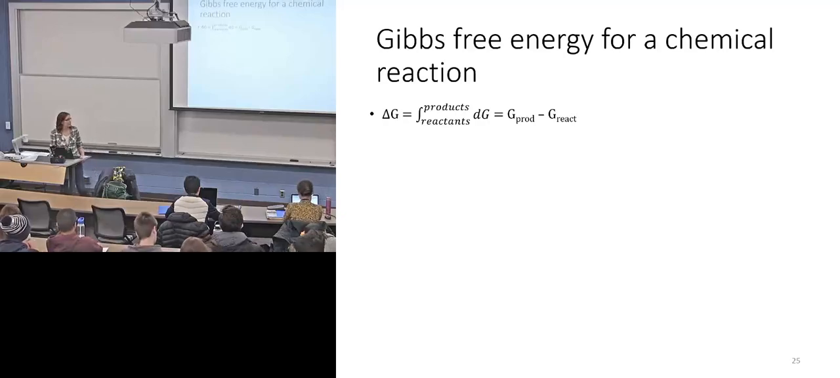We did look at this form of getting our differential form of dG into delta G. We have free energy of the products minus free energy of the reactants, remembering that Gibbs free energy is a state. Okay, it's a state function. You can calculate G for a given state.